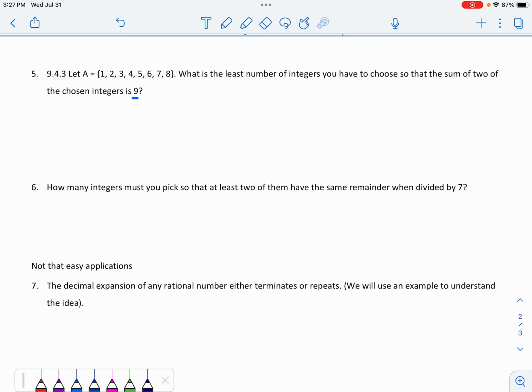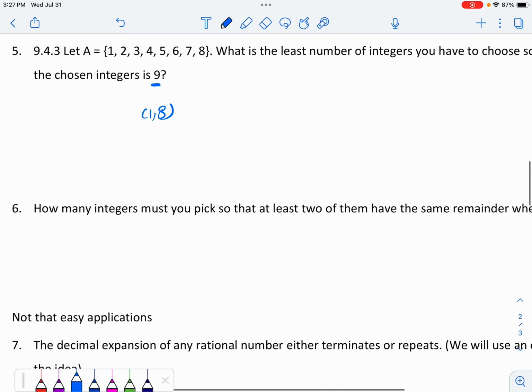So what are the possibilities to get 9 from these numbers? You can see that 1 plus 8 can be 9, and then 2 plus 7 will be 9, 3 plus 6 will be 9, and 4 plus 5 will be 9. So those are the possible combinations that give a sum equal to 9.